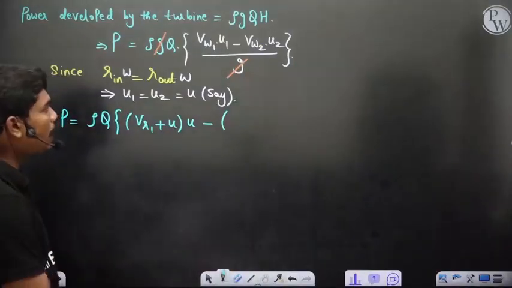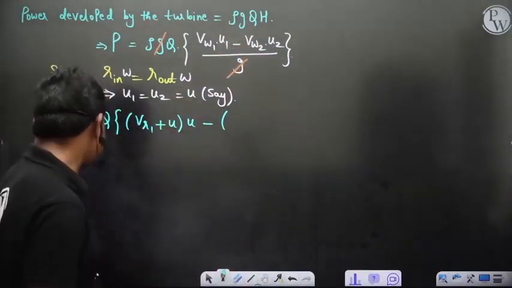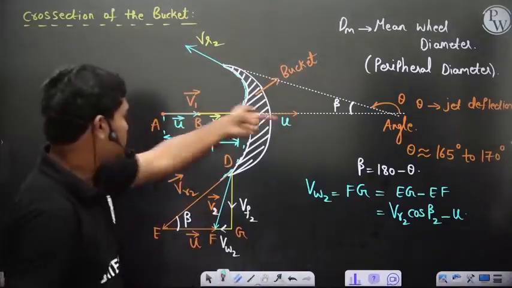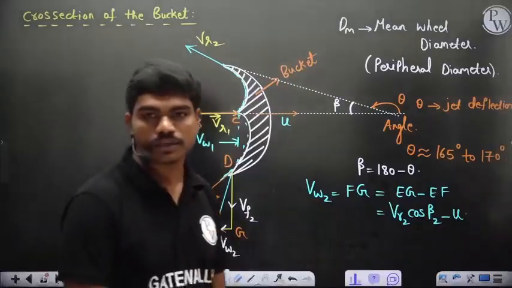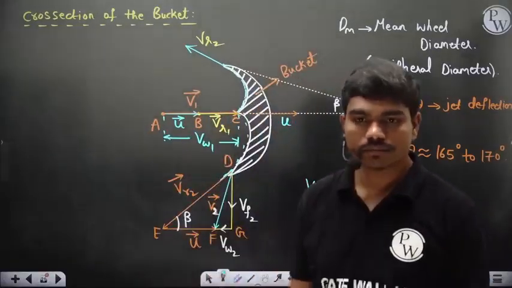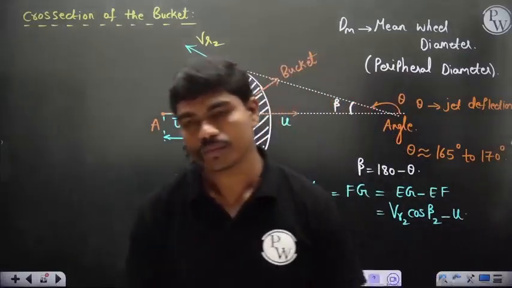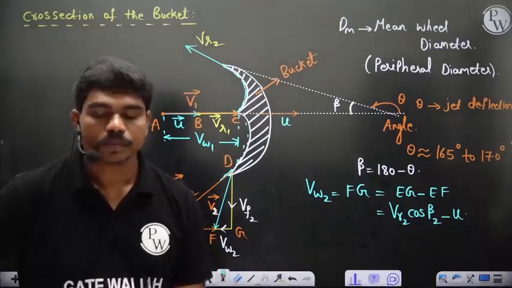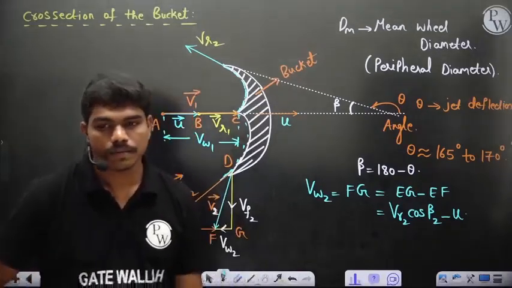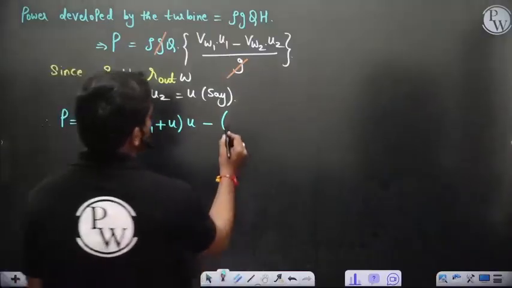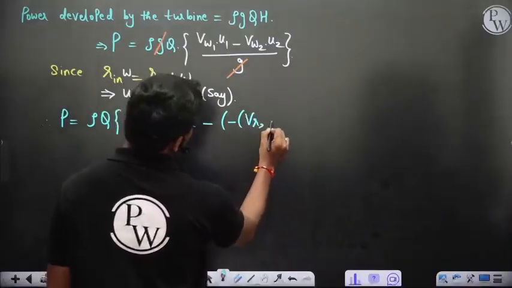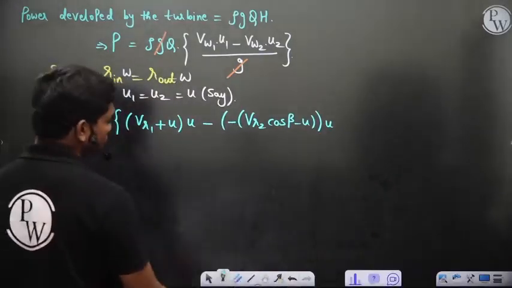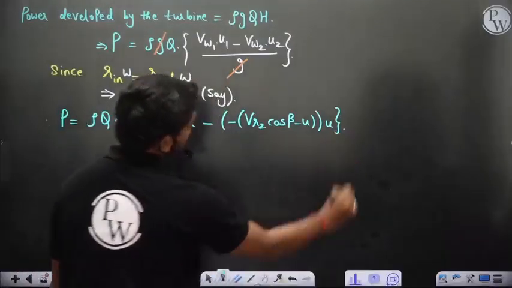But before substituting, you have to tell me one thing. This VW2, the direction, if you check this VW2 direction, is this VW2 positive or negative? It's towards the positive direction of the motion of the blade or negative side? Please tell me. Is this VW2 positive or negative in this case? Come on, please type it in the chat box. Negative, right? So it becomes minus of VR2 cos beta minus U into U, of course. Okay, so this whole quantity, that's what you have.